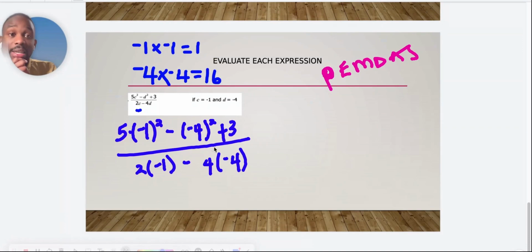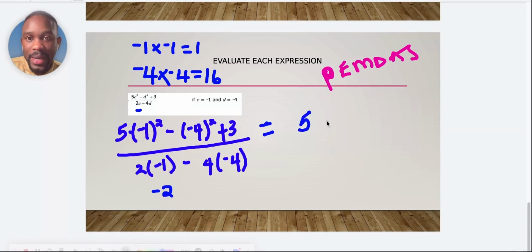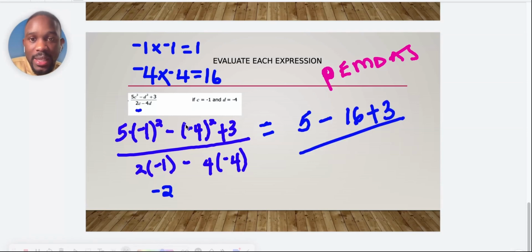And then we're still dealing with, right? And what about 4 times -4? Give you -16. So if we rewrite this expression, we're going to be having something like 5, minus, 16 plus 3 over, because you see this -4 squared gave us 16. So this -1 squared gave us a 1. 1 times 5 gave us a 5. And then this negative 1, right, times 2 gave us a negative 2. So negative 2 minus negative 16.